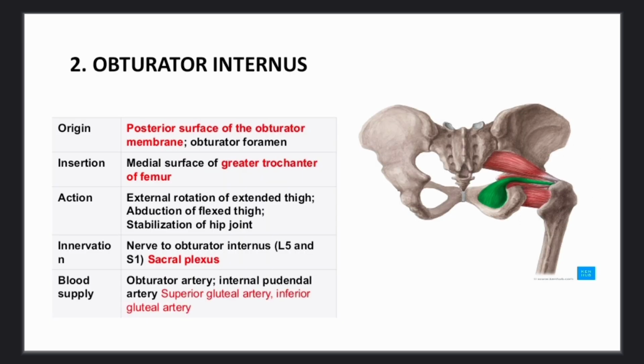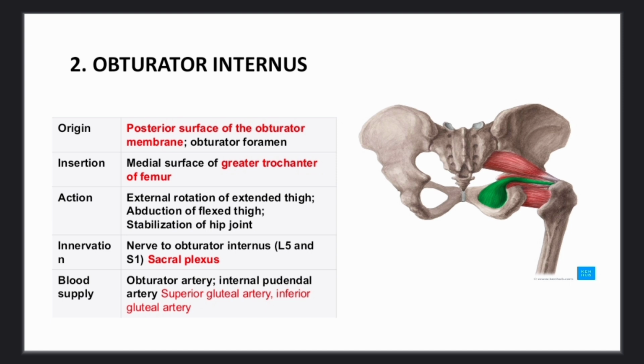Okay. Second muscle, obturator internus. Origin: the obturator internus originates from the pelvic surface of the obturator membrane and the surrounding margins of the obturator foramen. Insertion: it inserts into the medial surface of the greater trochanter of the femur. Remember greater trochanter of the femur for this muscle group.